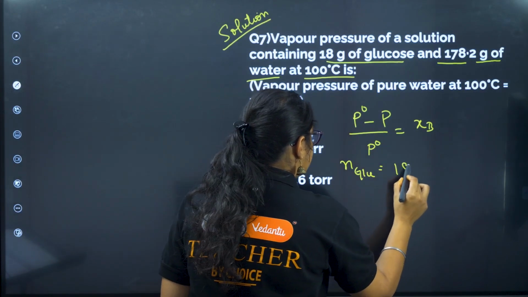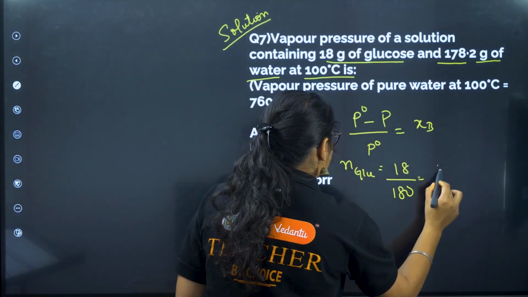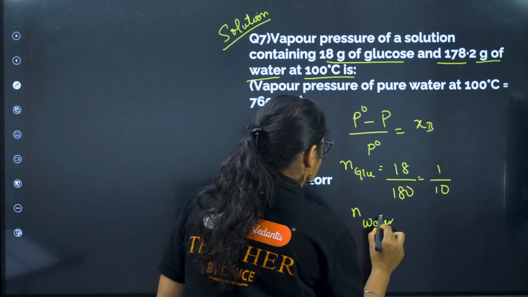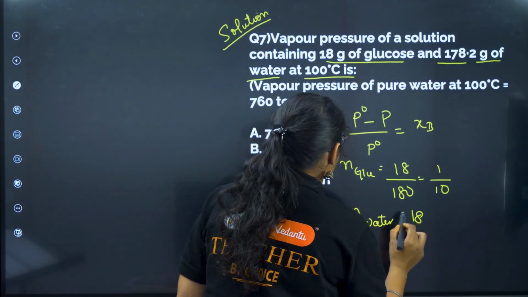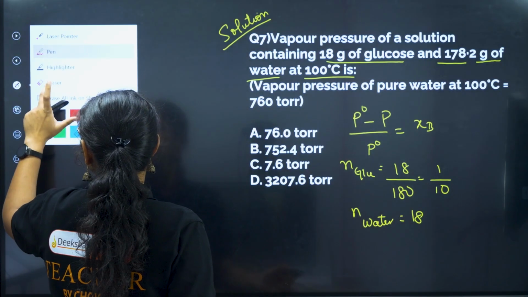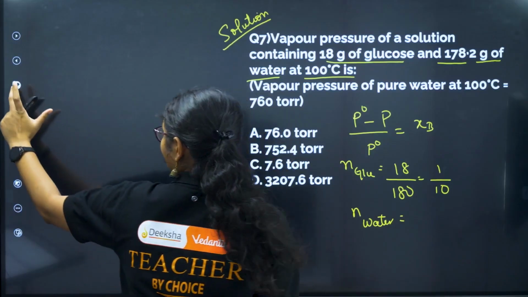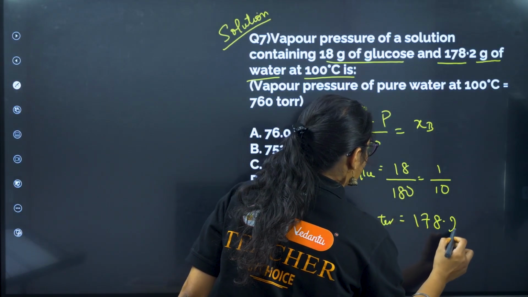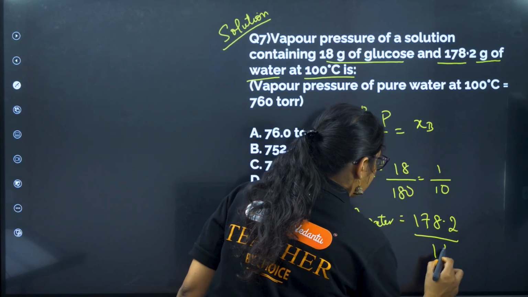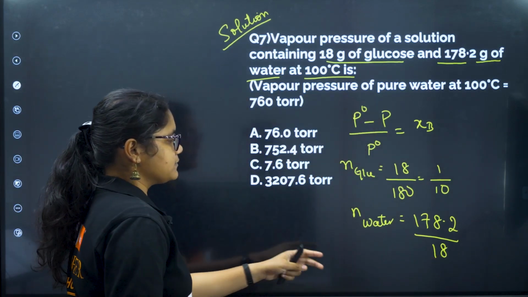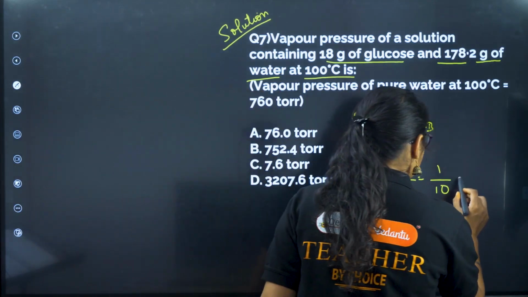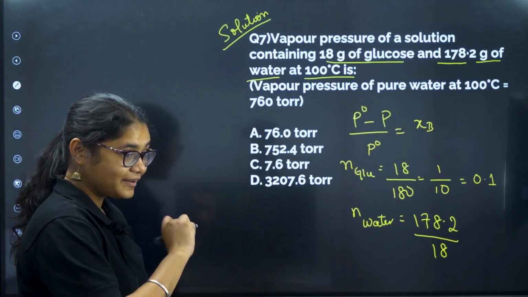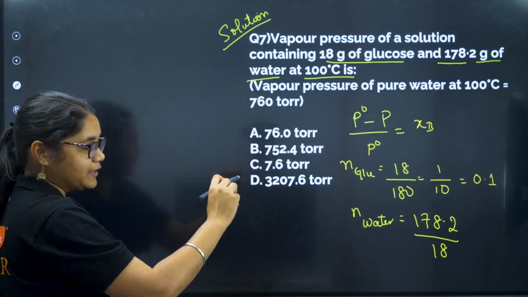Glucose number of moles will be 18 by 180, that is 1 by 10, and number of moles of water will be 178.2 divided by 18. So now we can substitute these two, it is 0.1. So now we can substitute this value here.